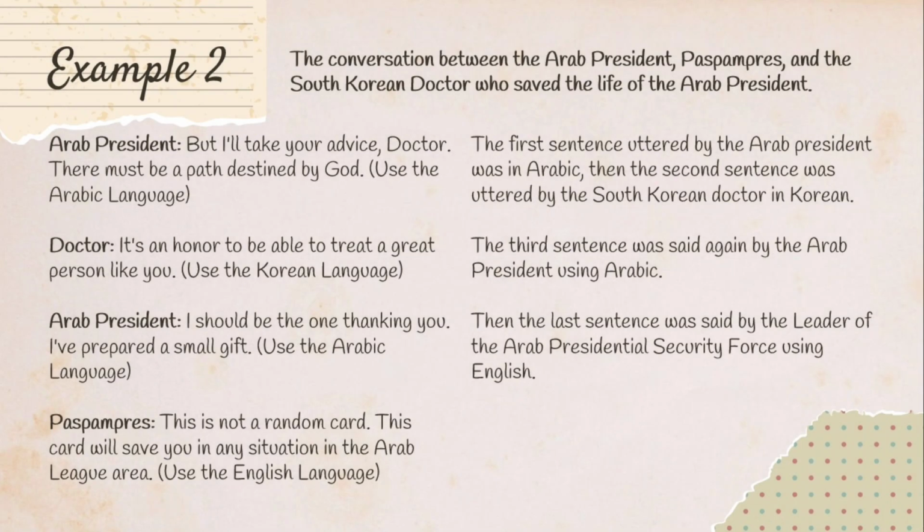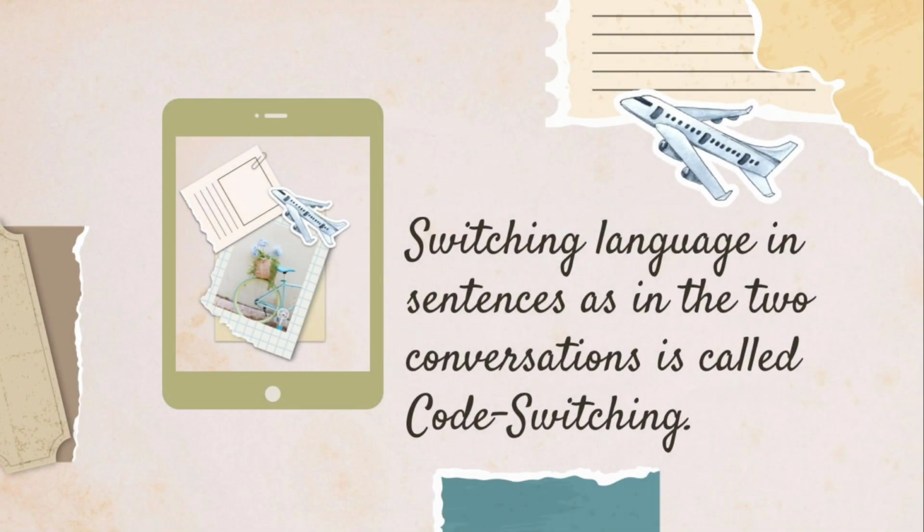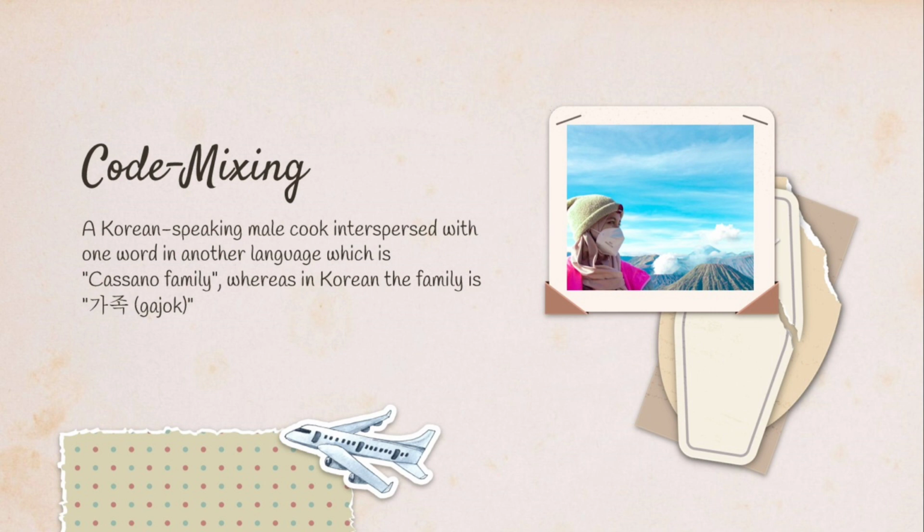And the second conversation is between the Arab president and the South Korean doctor who saved the life of the Arab president. The first sentence uttered by the Arab president was in Arabic. Then the second sentence was uttered by the South Korean doctor in Korean. The third sentence was said again by the Arab president using Arabic. Then the last sentence was said by the leader of the Arab Presidential Security Force using English. So guys, switching language between sentences as in the two conversations is called code switching.